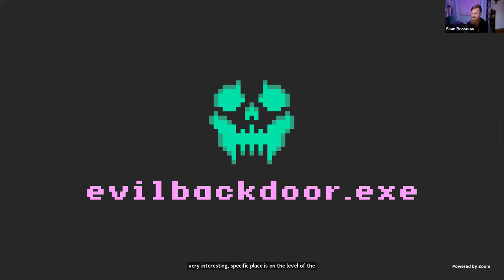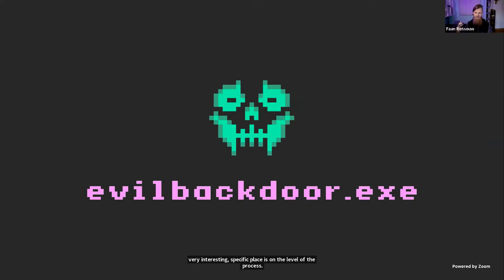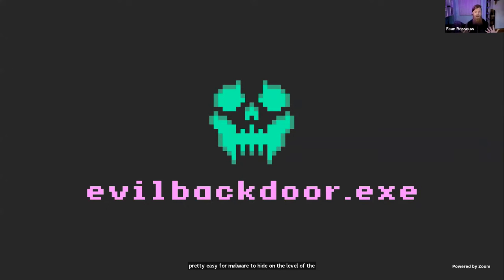Evil backdoor.exe is obviously a tiny little bit tongue-in-cheek. Maybe they weren't that cheeky with naming their malware. At the same time, it wasn't that long ago that it was pretty easy for malware to hide on the level of the process. And then as we became better at finding malware at the level of the process and preventing it, we acted as a selective pressure on the population of attackers, and they innovated.